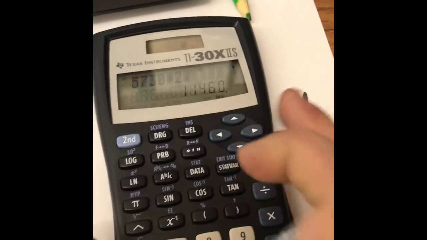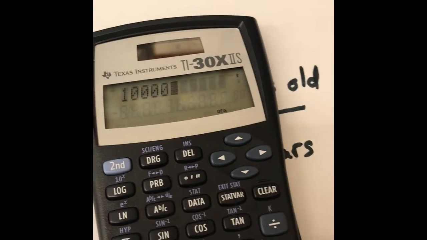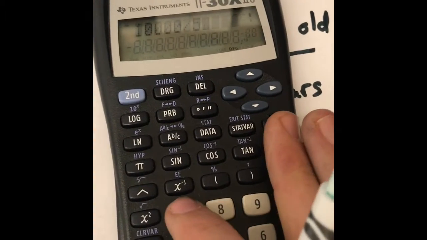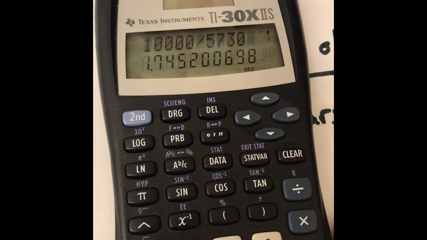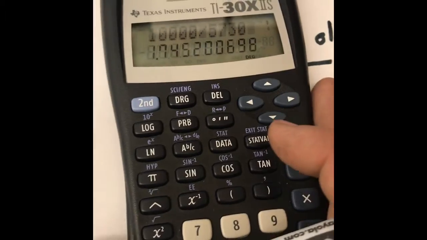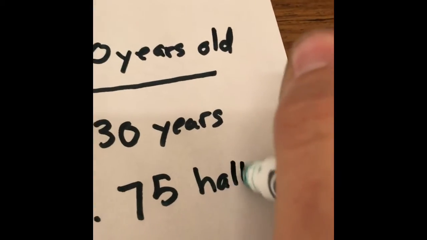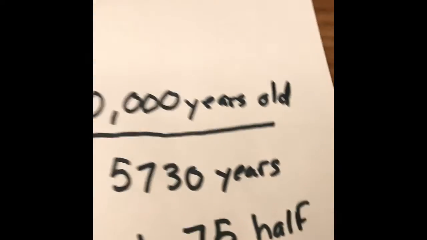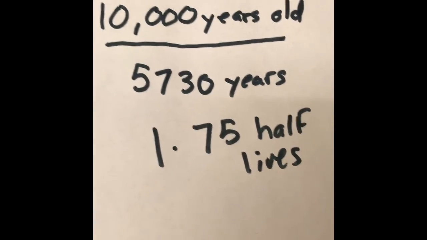So if I plug this into my calculator, 10,000, sorry, there's kind of a glare there, divided by 5,730, which is the length of one half-life. This tells me that 1.74 half-lives have occurred. So to answer this question, how many half-lives have passed? The correct answer is 1.7 half-lives. That's how many have occurred. That's how we solve our practice problem number 2.